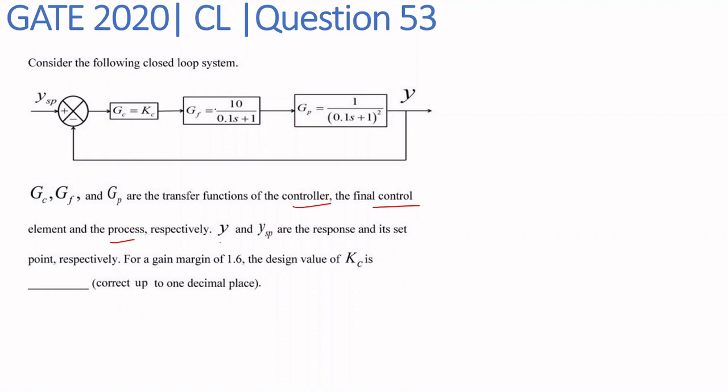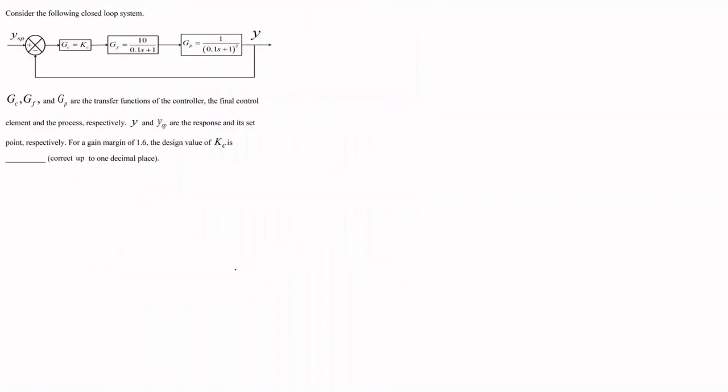So in the given question, we have been provided a block diagram for a closed loop system, and we have been asked to find the controller gain, that's the value of Kc, for a gain margin of 1.6. So let's take a look at the solution. Here we have been given a gain margin and have been asked to find the value of Kc.